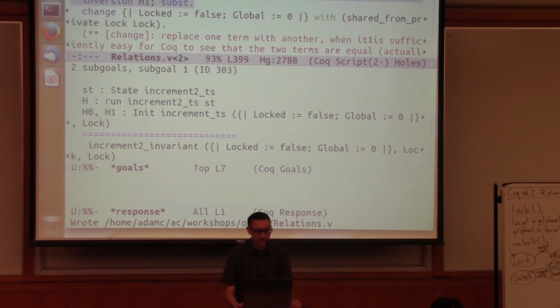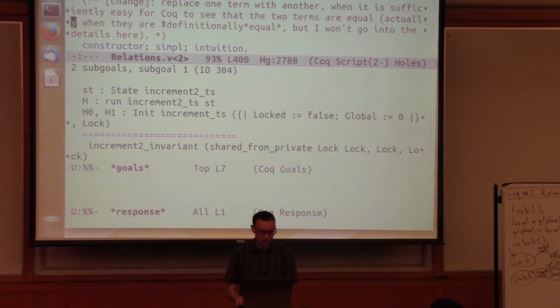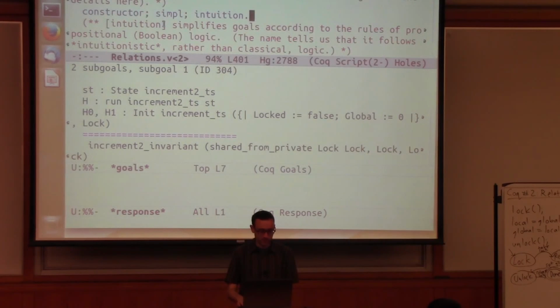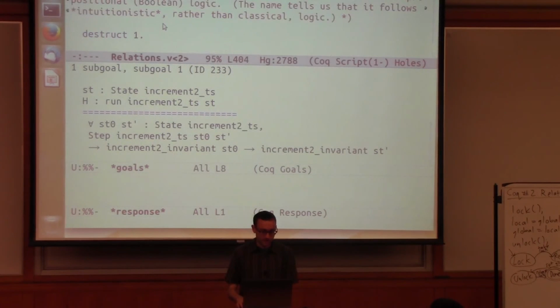Change is another useful tactic to find all occurrences of this term and replace them with this term, when calc is able to prove that those two are equal in a particularly simple way, just by applying the definitions of recursive functions and so on. So we do that, and then we apply our definition of the invariant, and we do a case analysis on which step we take. This is the key part of the proof that shows that one step preserves the invariant.